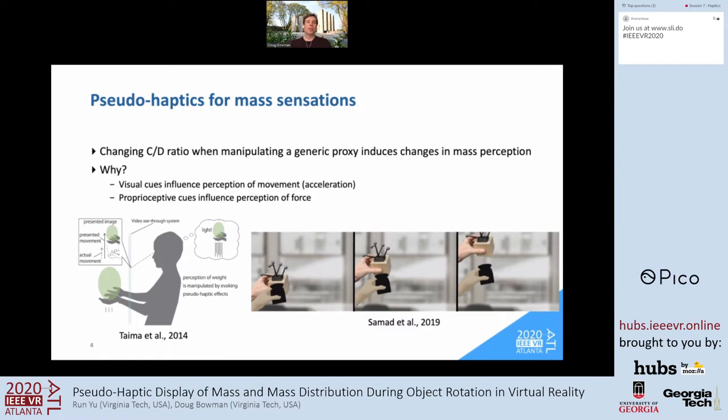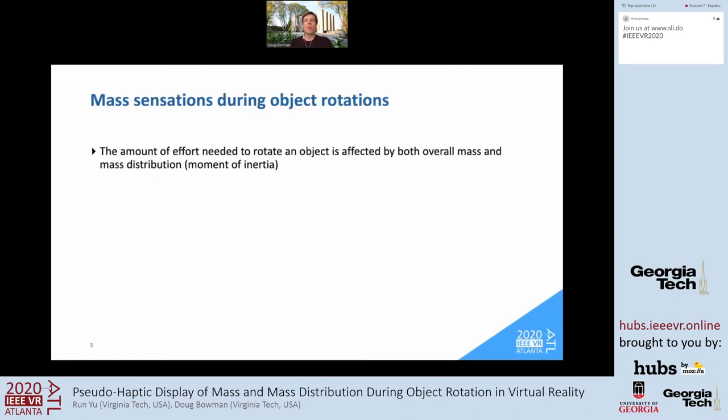And so why does this work? Well, there's two different types of cues that the user is getting. So the user is getting visual cues, obviously, that influence their perception of movement, specifically acceleration. And you're getting proprioceptive cues from the movement of your hand and arm that influence your perception of force. So basically, the brain can calculate an estimate of the mass by using this form of Newton's law. So that prior work has all focused on object translations. And what we asked was, can we generate these mass sensations during object rotations?